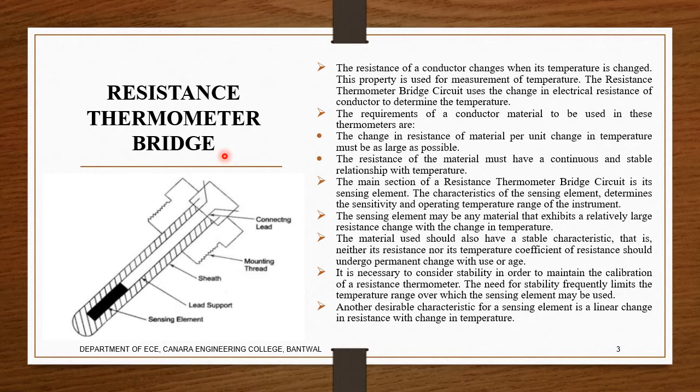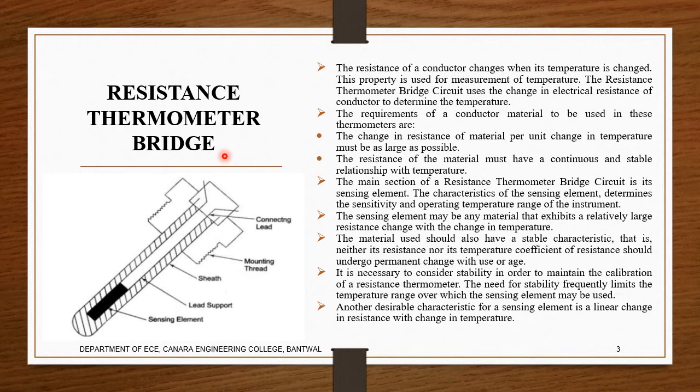So now, what do we mean by this? Why are they combined together, and what factors will we discuss so we can get a maximum or an efficient resistance thermometer bridge? As we told here, the resistance of the conductor changes when the temperature is changed. So this is the property used for the measurement of temperature.